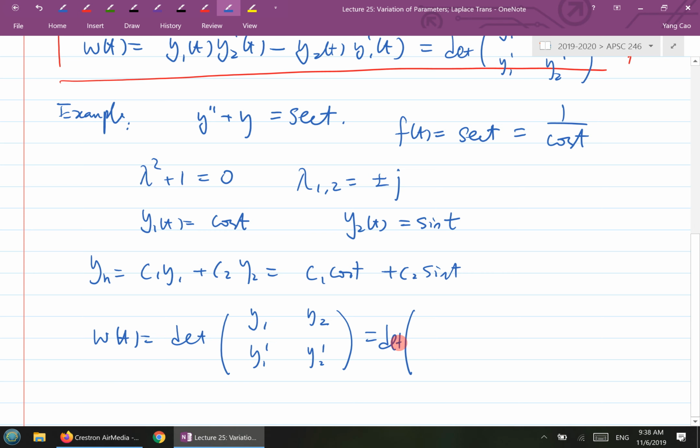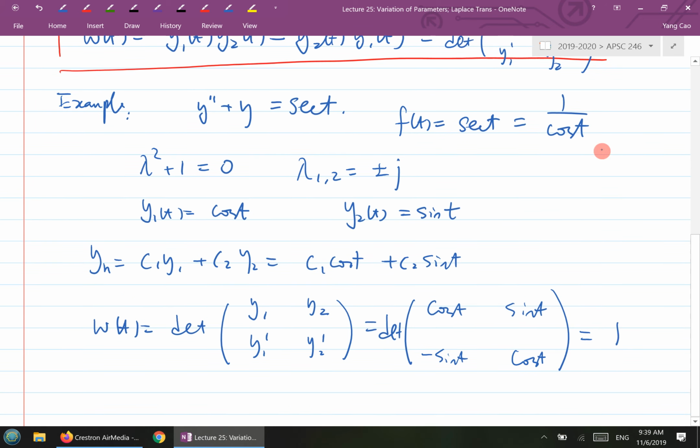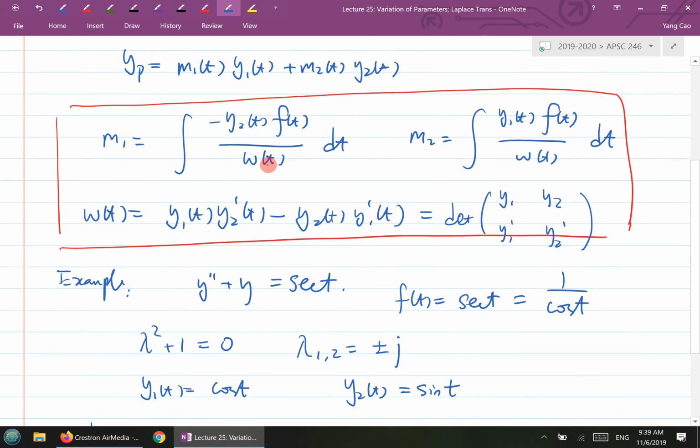Then we plug in y1 is cosine t, y2 is sine t, and y1 prime is negative sine t, y2 prime is cosine t. So cosine times cosine minus negative sine times sine gives you cosine squared t plus sine squared t, and this determinant ends up just 1. That's a very simple Wronskian. Once you get W, we plug it back into the m1, m2 formulas and calculate the two integrals.